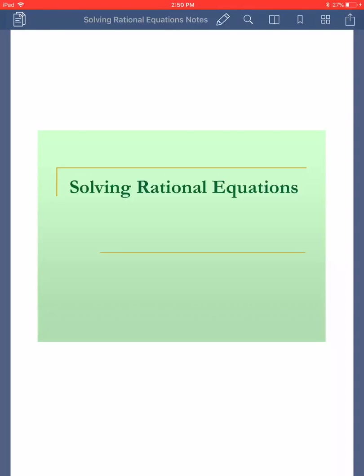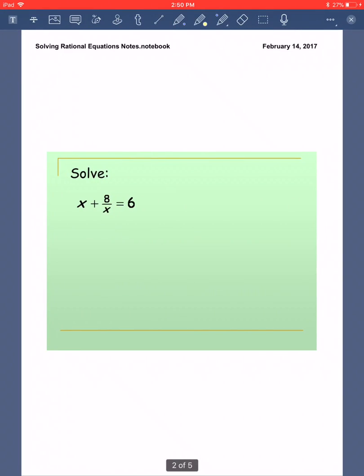All right, we are focusing on solving rational equations now. So we're putting a lot of things together. So we're going to solve x plus 8 over x equals 6. Now, think of this as normal fractions.